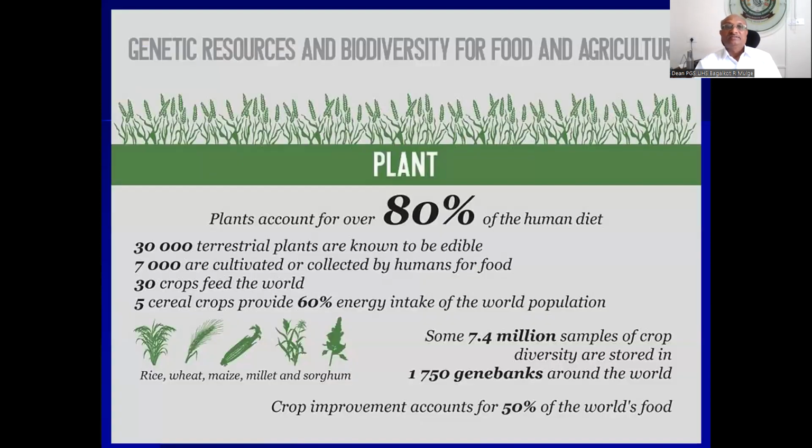Plants account for 80% of the human diet. 30,000 terrestrial plants are known to be edible. 7,000 are cultivated or collected by humans for food. 30 crops feed the world. Five cereal crops provide 60% of the energy intake of the world population. Some 7.4 million samples of crop diversity are stored in 1,750 gene banks around the world.